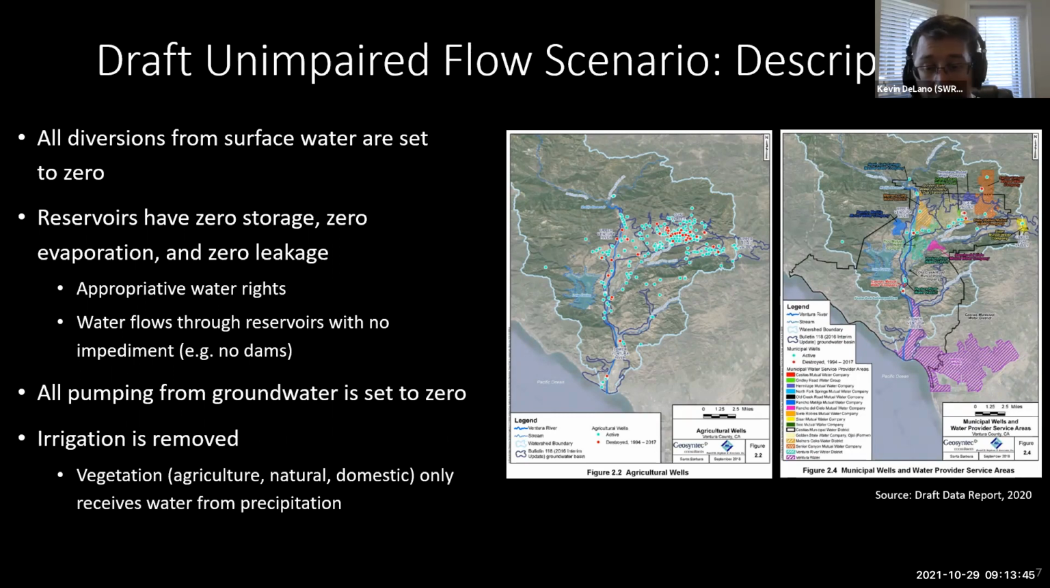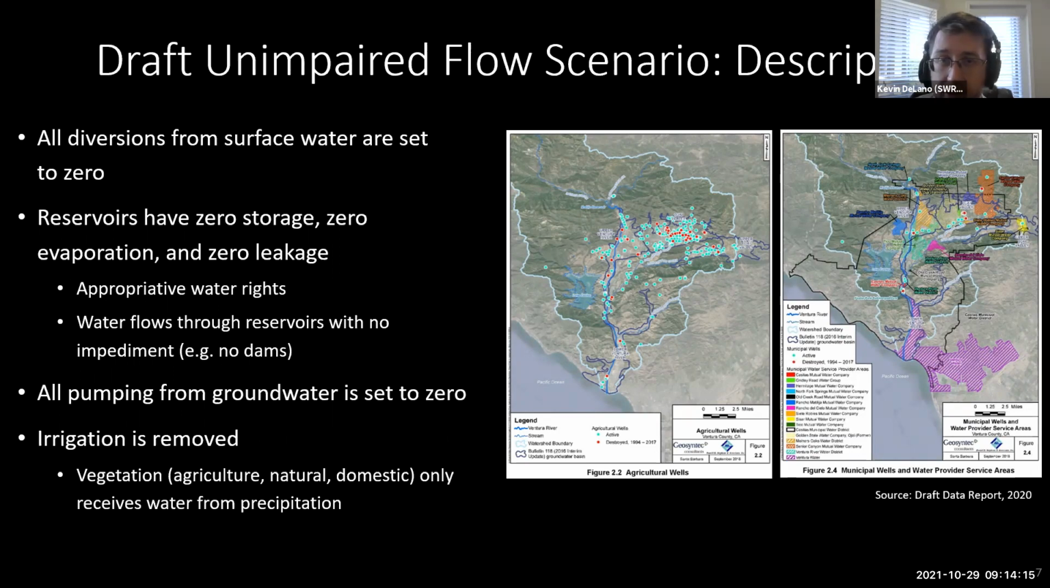And with groundwater pumping set to 0, vegetation only receives water from precipitation and what it can pull out of the soil. So irrigation is removed, set to 0, but all existing land use is kept in the model. Where there are crops, they stay. Where there is natural or domestic vegetation, that stays as well, but it only receives water from precipitation and what it can pull out of the soil.